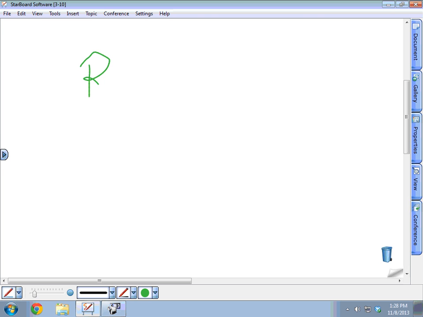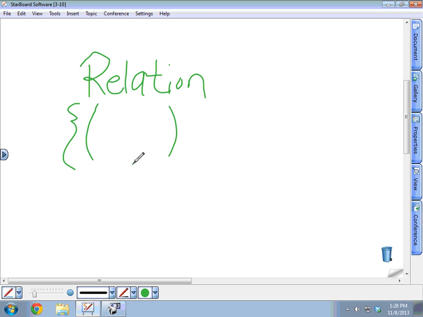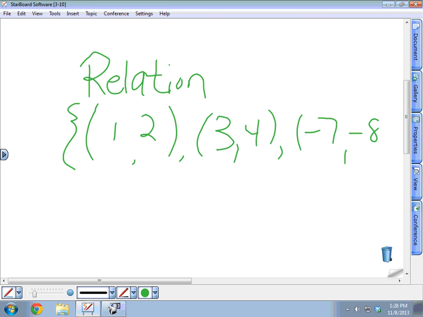So when you have a relation, it's a group of ordered pairs. Michael Moody, give me a relation. I don't care what. Just give me one. (1, 2), (3, 4), (7, 8). How about (-7, -8)? This is a relation. All a relation is, is a set of ordered pairs.